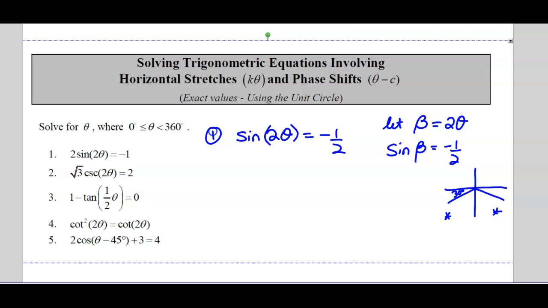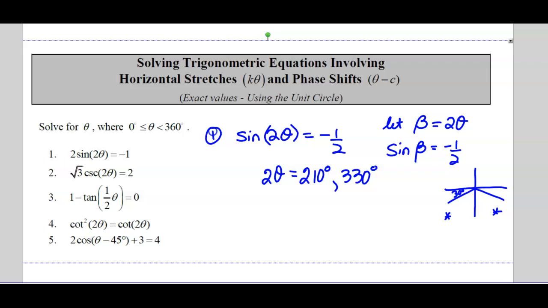Remember, though, beta is 2 theta. So what would you do to those angles to get what theta is? Divide by 2. You can do that if you really need to, but let's just think about this as that bracket, whatever that is. So 2 theta equals what? We said 210, since sine of 210 gives you negative 1/2, and sine of 330 degrees gives you negative 1/2. Now maybe you stop there because that's within the domain given.